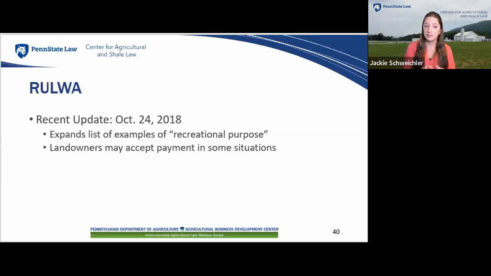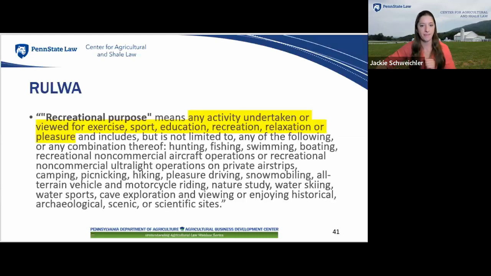Now, with the 2018 change, landowners are actually allowed to accept some forms of payment. The change also expanded the list of activities that qualify as a recreational purpose. So we're going to talk about the recreational purpose definition first, and then go to the payment specifics.